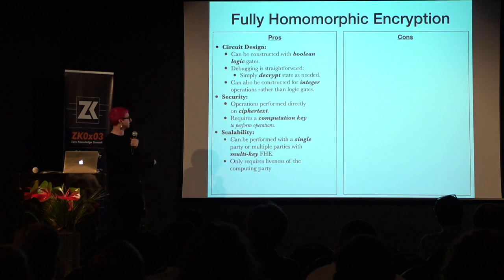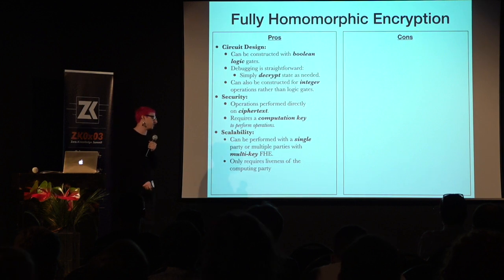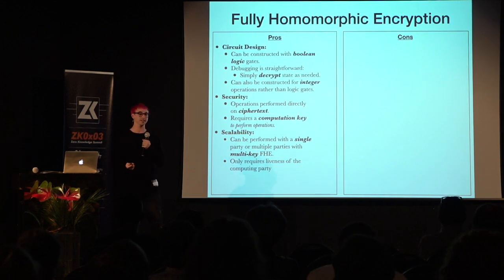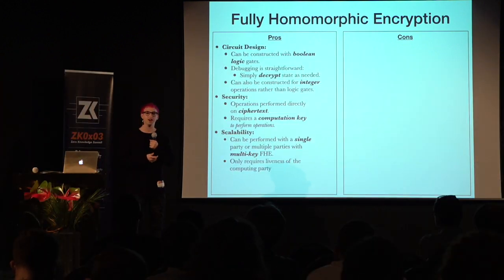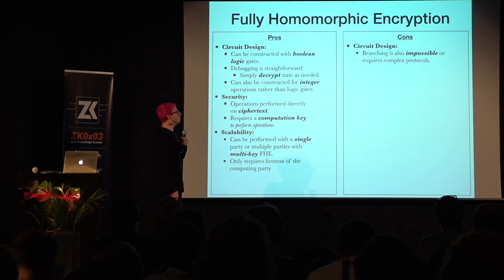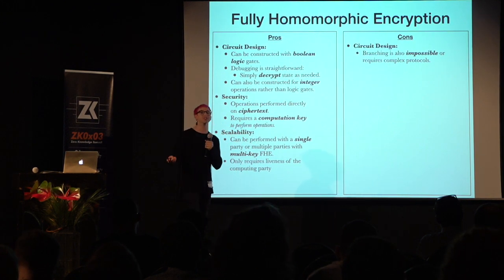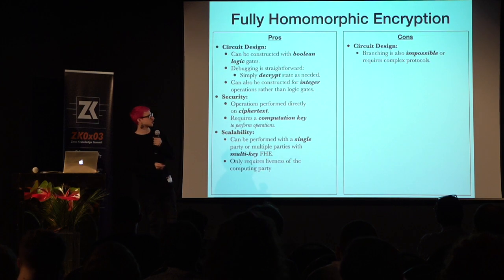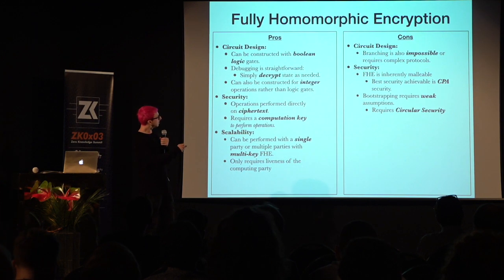For scalability, like I said, it can be performed with a single party or multiple parties with multi-key FHE. And it only requires the liveness of the computing parties, right? So you can send some data to that person and they can compute it and send it back, but beyond just sending the data, there isn't necessarily any interaction required between the two to perform something. However, branching is also impossible, or it requires really complex protocols at the current moment. So I'll show a diagram here in a moment about that. I'll leave that little discussion for a little bit later.